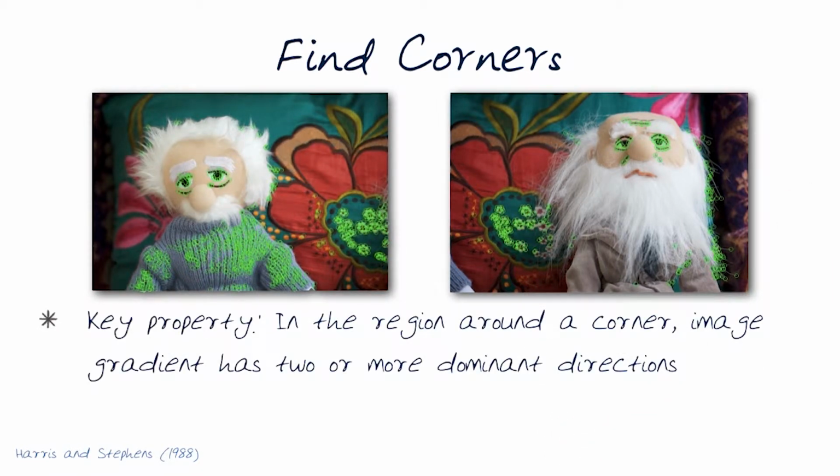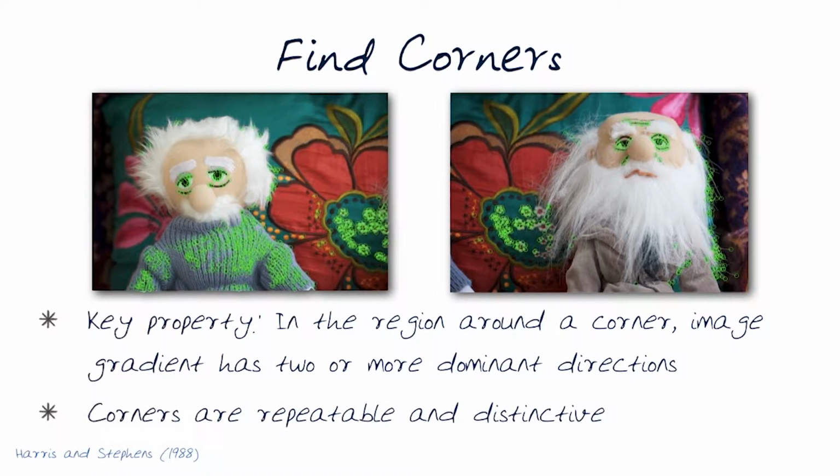So the key property that we want to look for is that in the region around a corner, the image gradient has two or more dominant directions. I'll explain what that means in a minute. And also the basic thing is corners are repeatable and distinctive within a local region of an image.